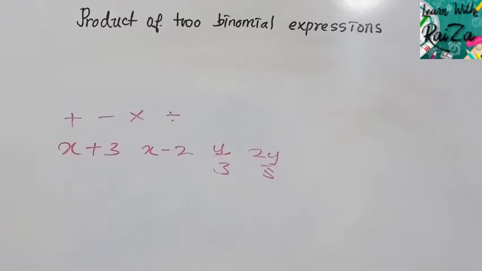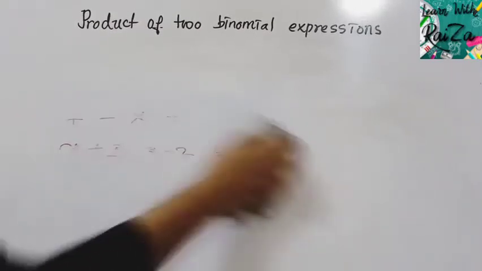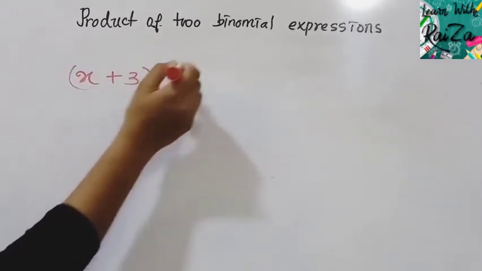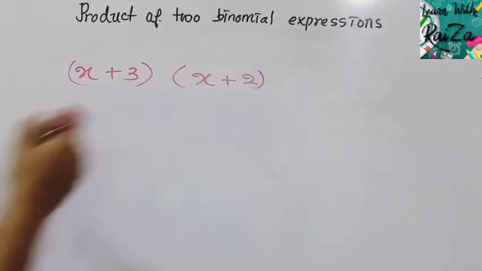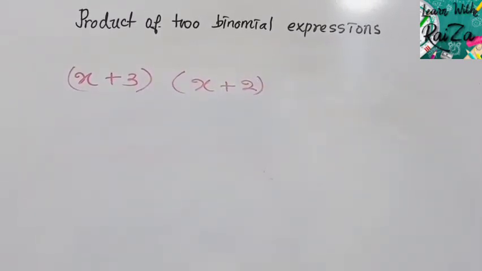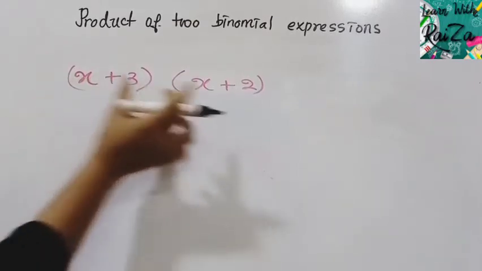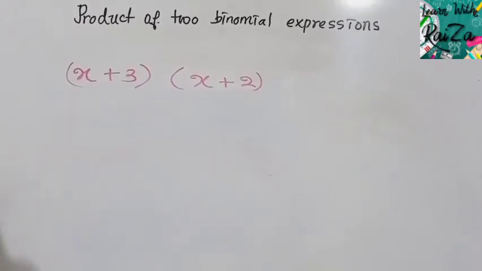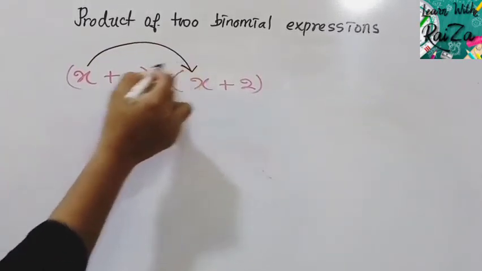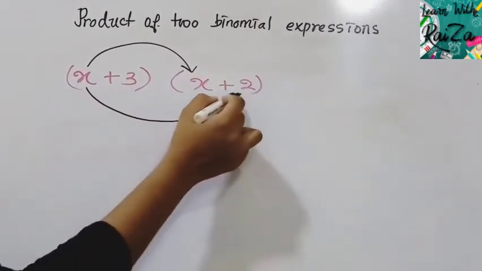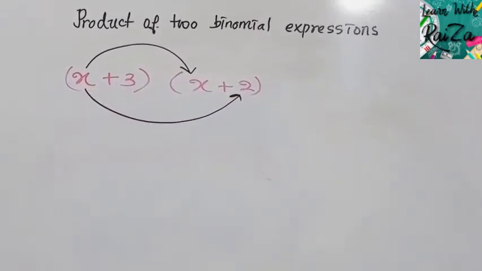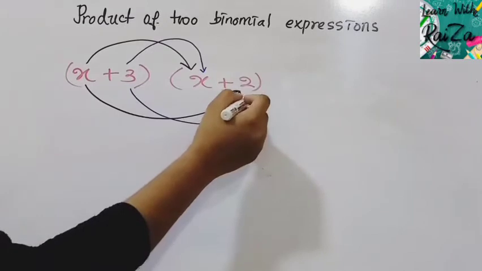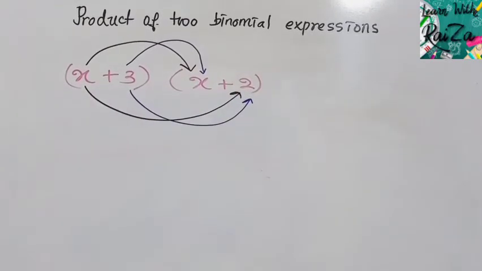So, binomial expressions means, if I consider two algebraic expressions x plus 3 and x plus 2, how to get the product? Product means, of course you know, multiplication. So each term of the second expression should be multiplied by each term of the first expression. So x by this and x by this, that is 1. And the other thing is plus 3 should be multiplied with x and plus 3 should be multiplied with 2. Right? So, now we'll multiply.